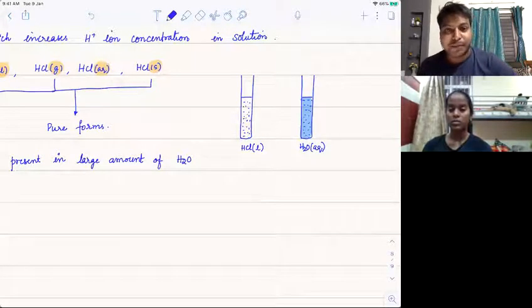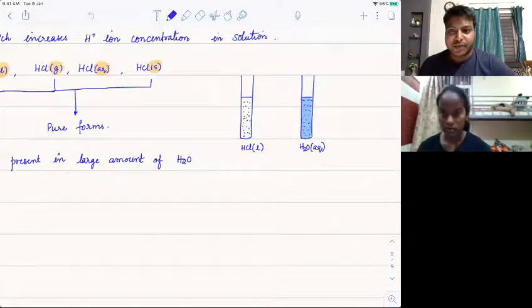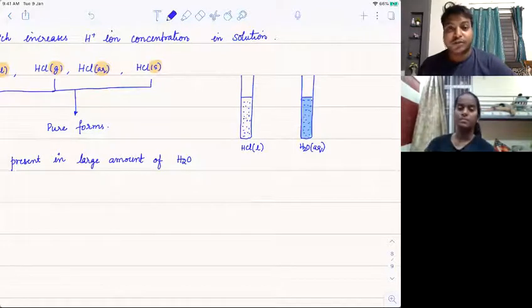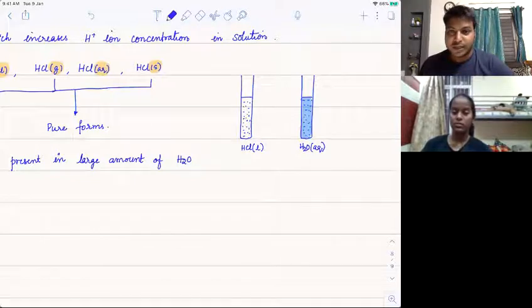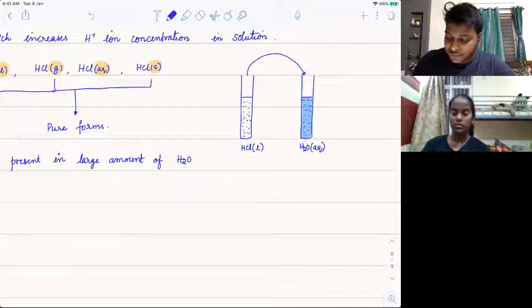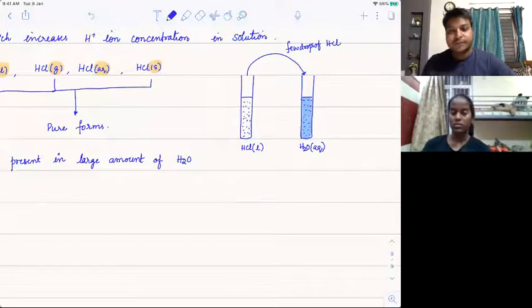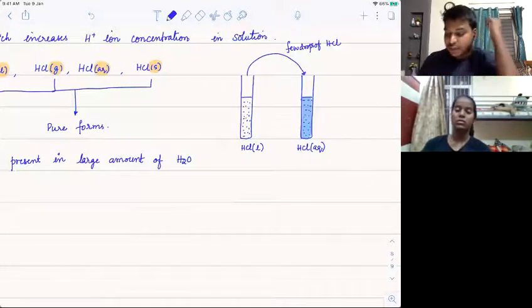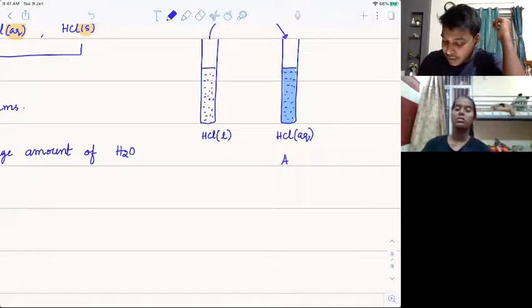So what has happened now? HCl was a very limited amount. We added it to a large amount of water. Right? So we took a few drops of HCl and added them here. Then this has become, sorry, HCl, not H2, HCl. So it has become HCl aqueous. Okay. So this solution has now become acid.